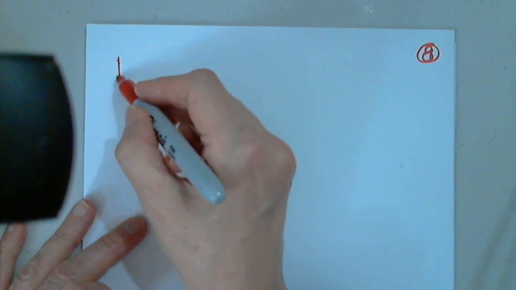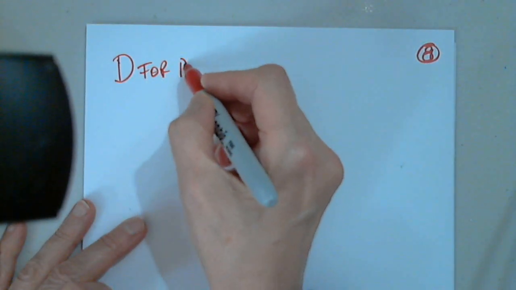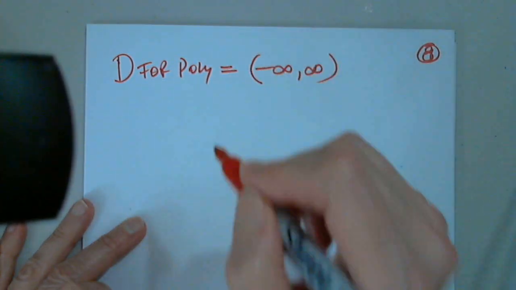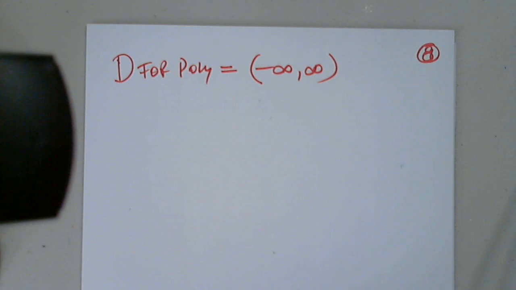So I'm just going to stop sharing for 1 second. Domain for polynomials. Always -infinity to infinity. No worries whatsoever. I sleep tight. When I see a polynomial, I don't have any problem. So let's share the screen again.